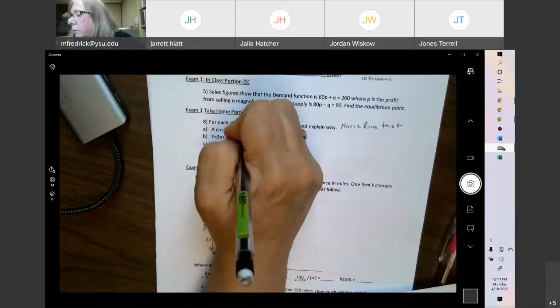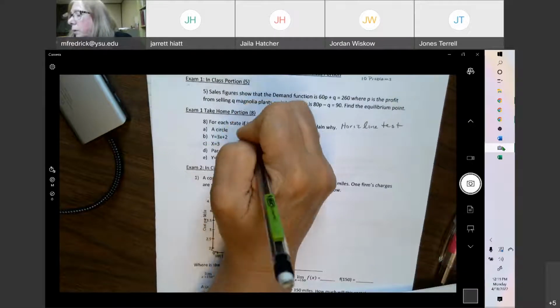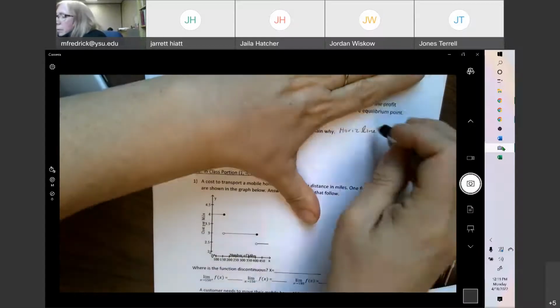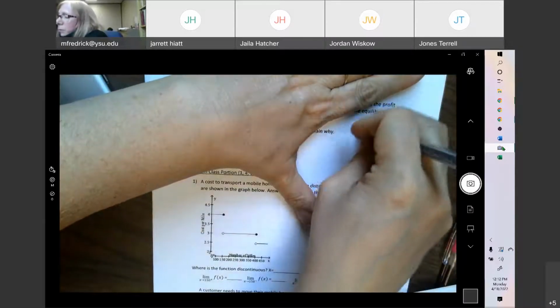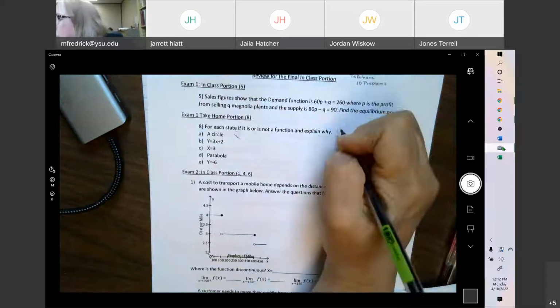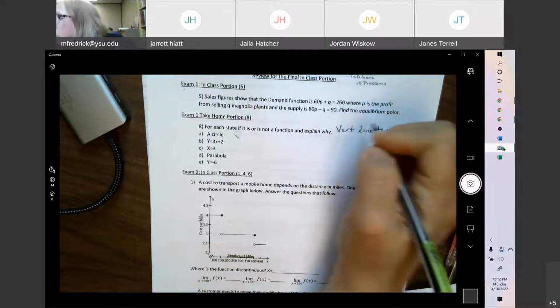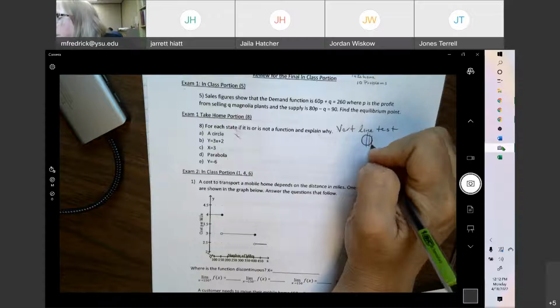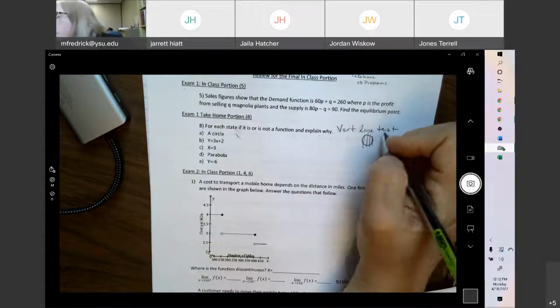Because if we draw a circle, what horizontal? Horizontal's for 1 to 1. It's a vertical line. So if we take a circle and draw vertical lines, we can hit it in more than one spot, so it's not a function.